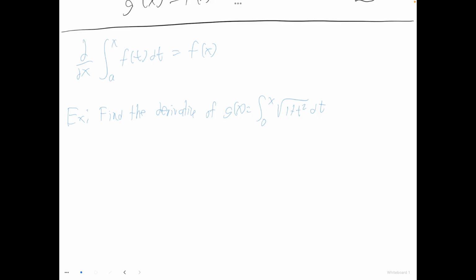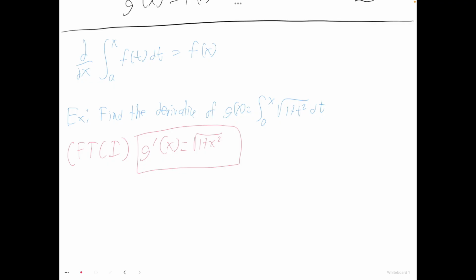Well, by the Fundamental Theorem of Calculus, we can do this very quickly. And so I'm just going to write Fundamental Theorem of Calculus Part 1. The Fundamental Theorem of Calculus Part 1 tells us that the derivative of g is literally just x plugged into this. So it's just going to be the integrand with t replaced by x, so it's the square root of 1 plus x squared. So that's literally what the Fundamental Theorem of Calculus is telling us.